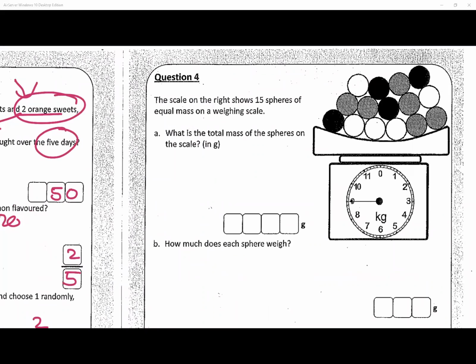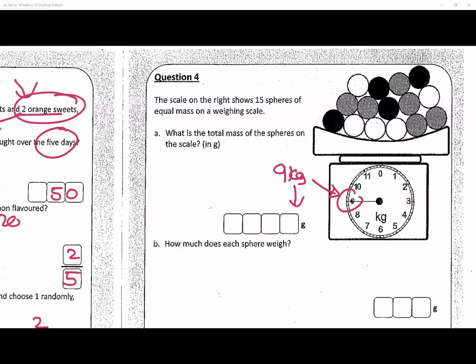The scale on the right shows 15 spheres of equal mass on a weighing scale. A, what is the total mass of the spheres on the scales in grams? Okay, so question number 4. If you look over here, what's the reading over here? How many kilograms is it? 9. So 9 kilograms. Then when you convert that into grams, how many grams is it?